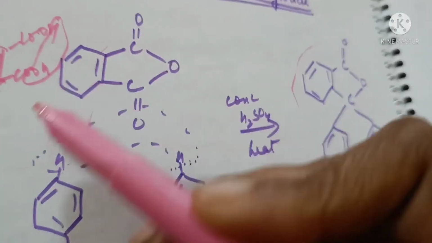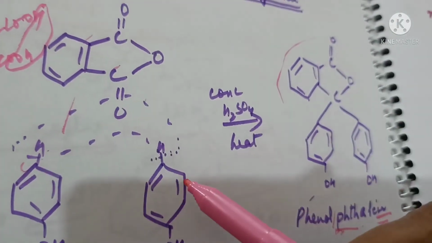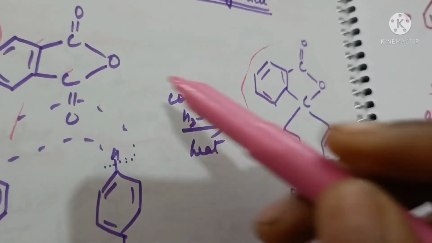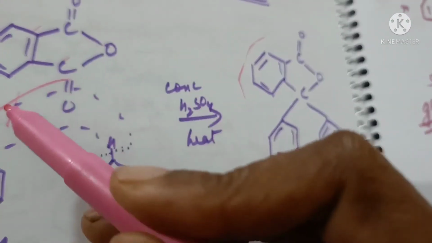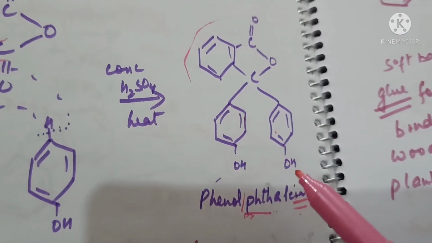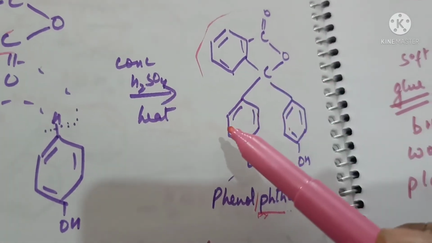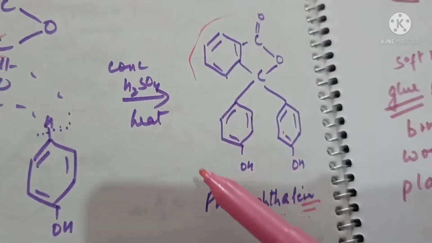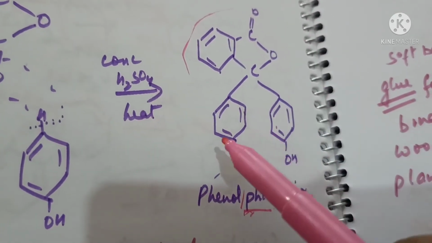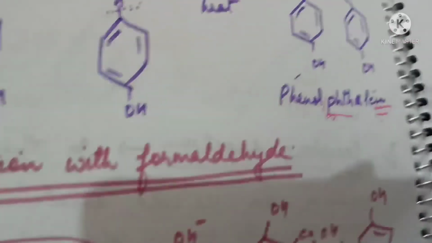You see that these small molecules combine to form a bigger molecule with the elimination of a small molecule like water. This process is called condensation. So phthalic anhydride and phenol condense to form this big product, which is named phenolphthalein.